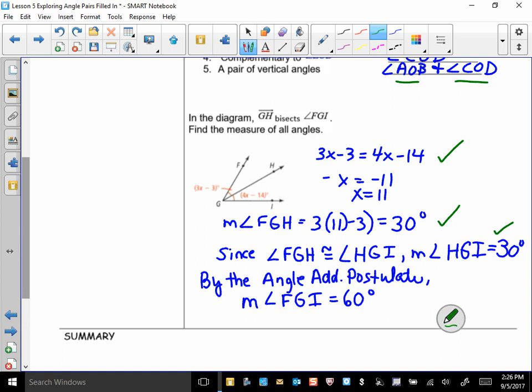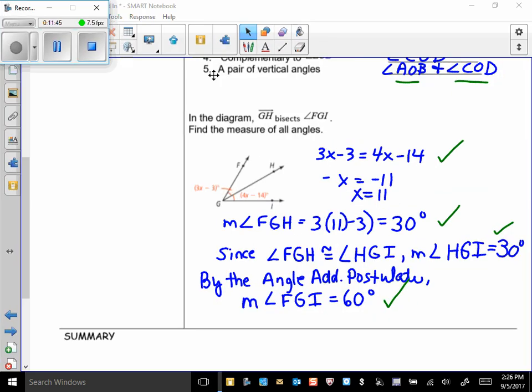And then finally, by the angle addition postulate, we know that the measure of angle FGI is 30 plus 30, which is 60 degrees. And that concludes our lesson, and we will see you next time.